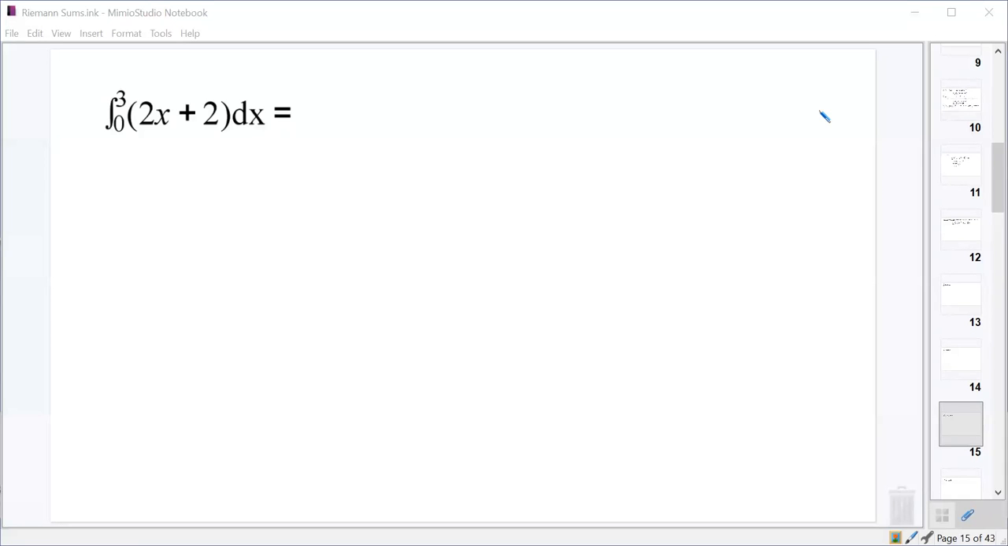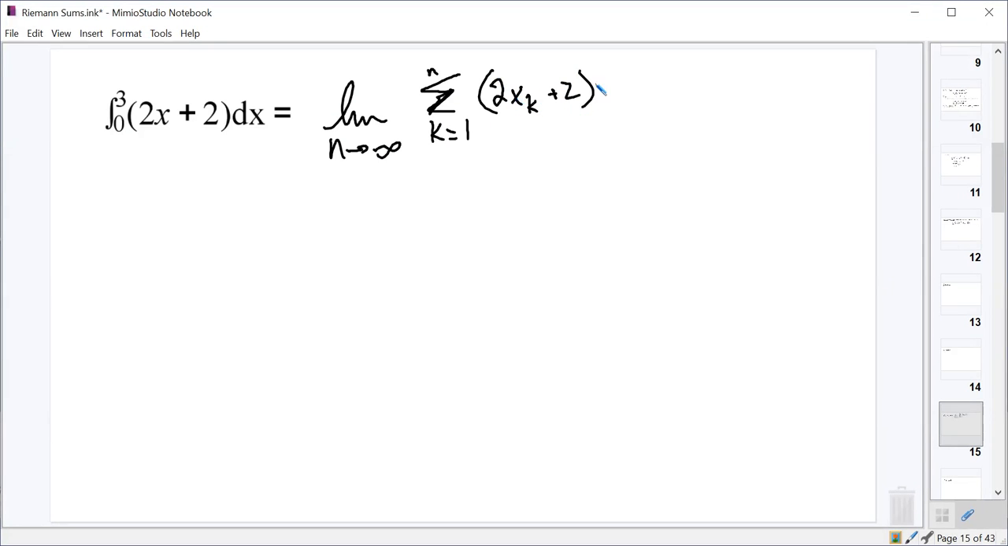All right, so first off, as we convert this into Newton's notation, it'll always become a limit as n approaches infinity, and it's always going to be a sum from k equals 1 to n of what? It should be 2x sub k plus 2 times our delta x value.